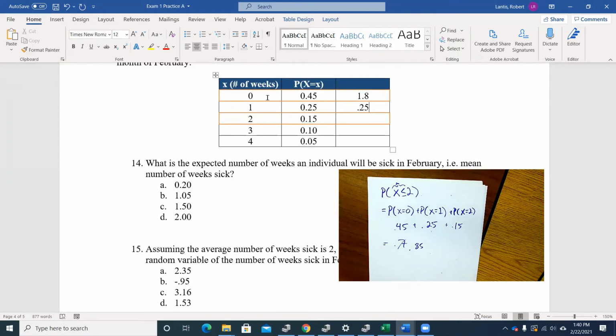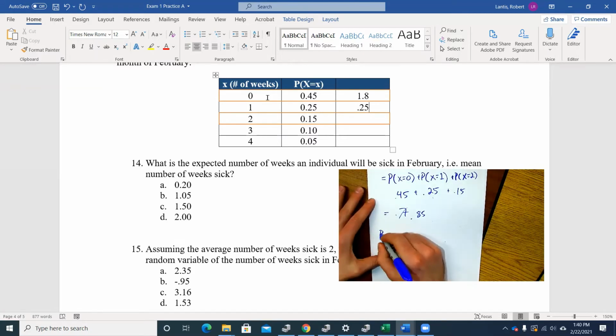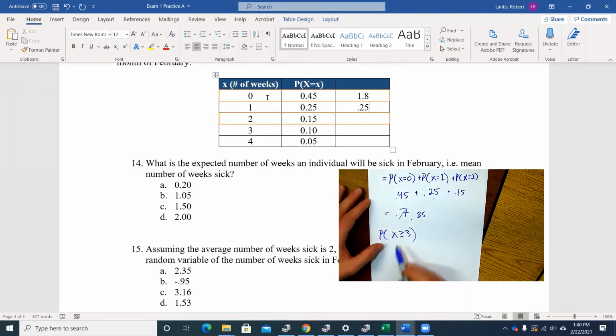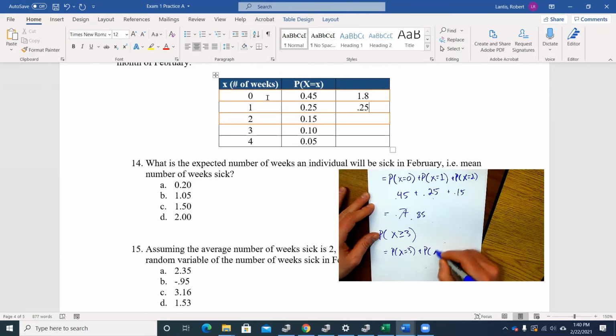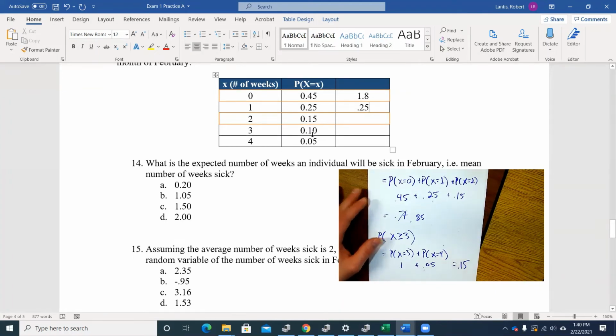Okay. What if I instead wanted the probability that X was greater than or equal to 3? What outcomes fit this criteria? X could be 3 or X could be 4, right? So we'll add those probabilities together. Once again, just a matter of going and grabbing those from the table. 0.1 plus 0.05, you get that 0.15.